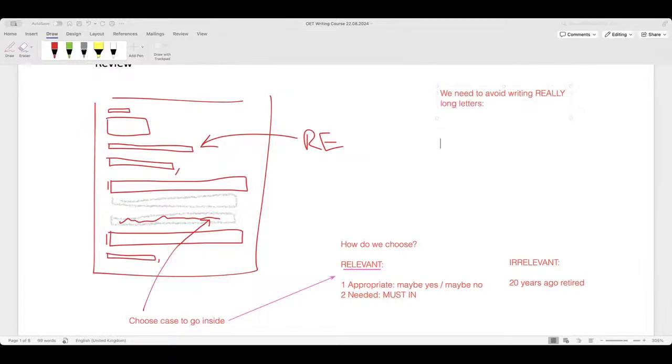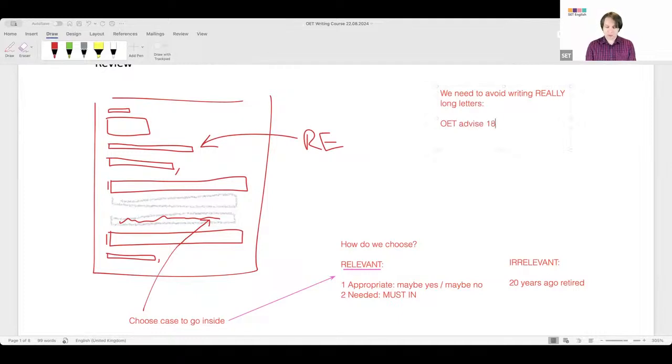I think at least 200 words. What's the OET advice, is it 180 to 200, is it 220, maybe? Okay, 250. Try not to go over 220. It doesn't matter, actually. You can write 230. You could write 250. Sometimes that's okay. This is just a guide only.